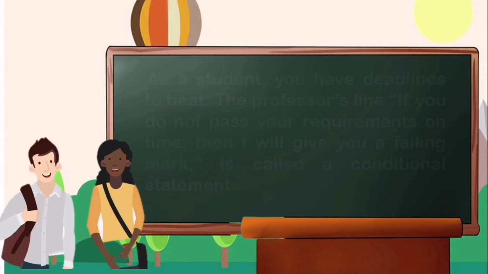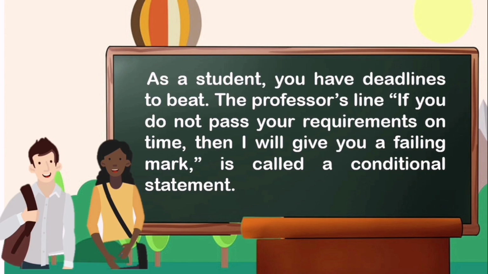Now, as a student, you have deadlines to beat. The professor's line, if you do not pass your requirements on time, then I will give you a failing mark, is called a conditional statement. The first statement, if you do not pass the requirements on time, will be the hypothesis or the P or antecedent. Then, I will give you a failing mark will be the conclusion or the consequent.